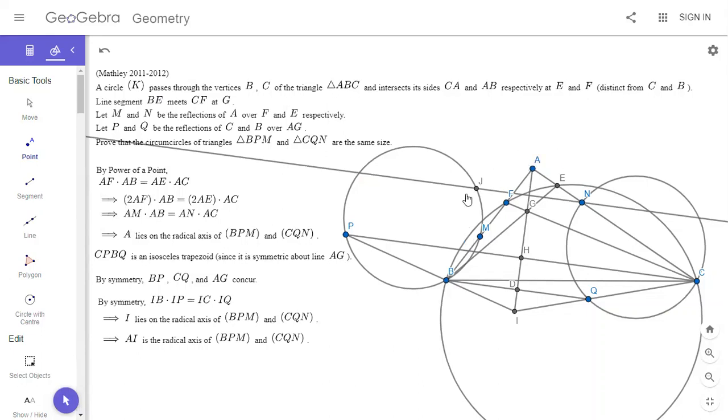Okay. So say that again. AN times AC is AM times AB. Yeah. And that's equal to the power of A. So we see that the power of A is equal to AJ times AP. So AJP have to be collinear.